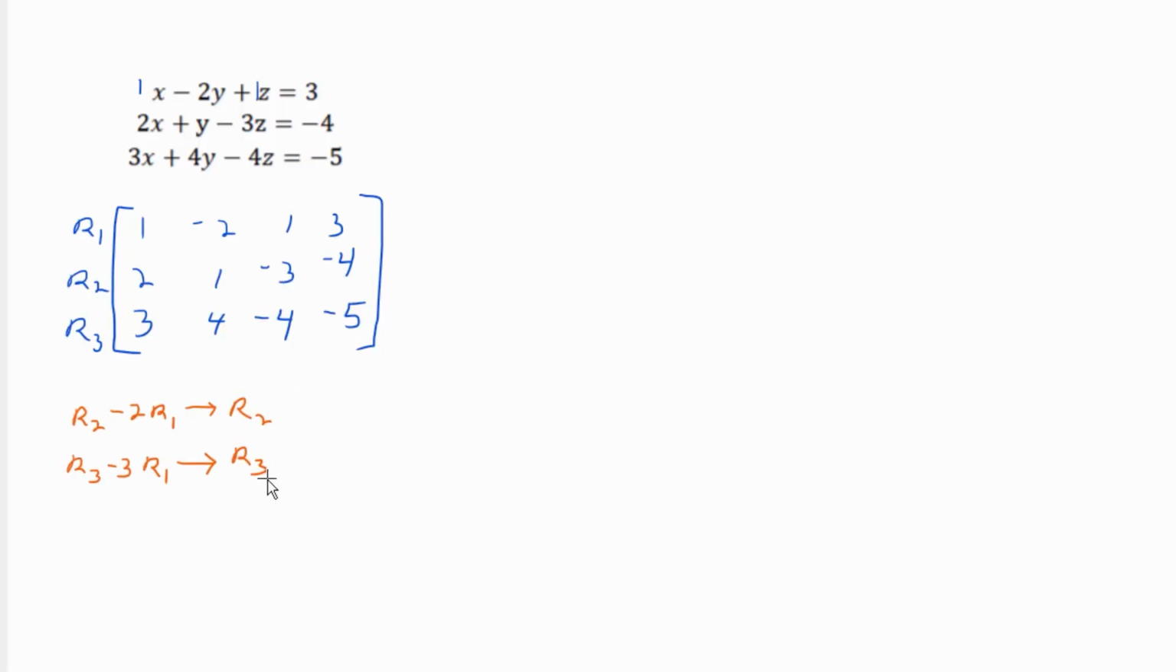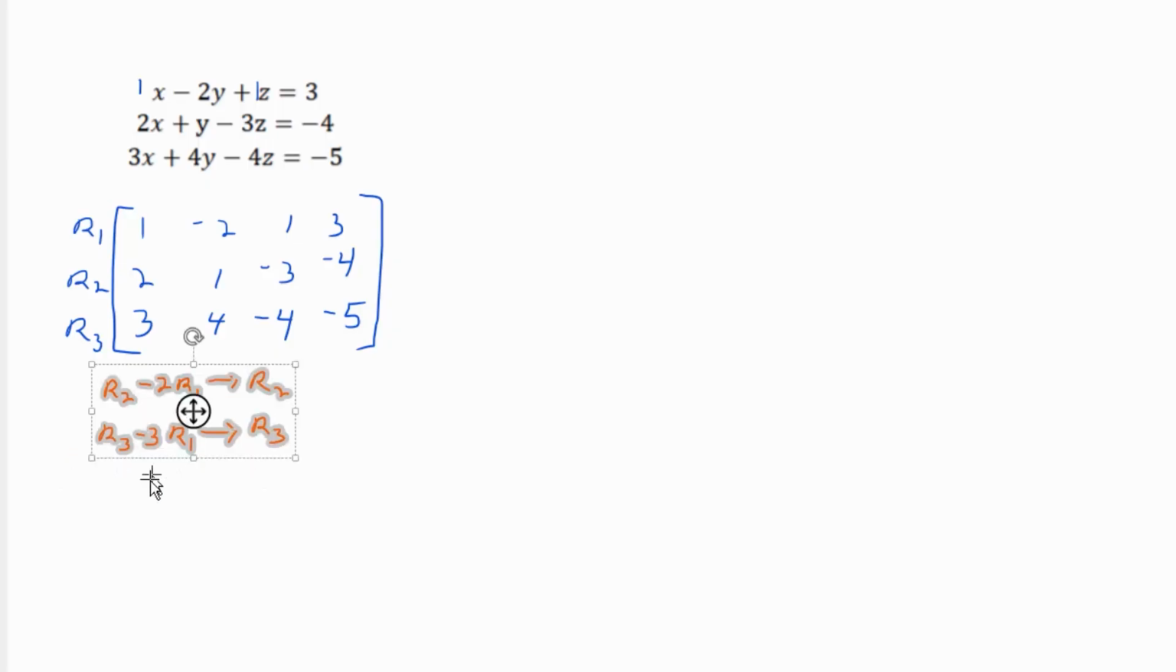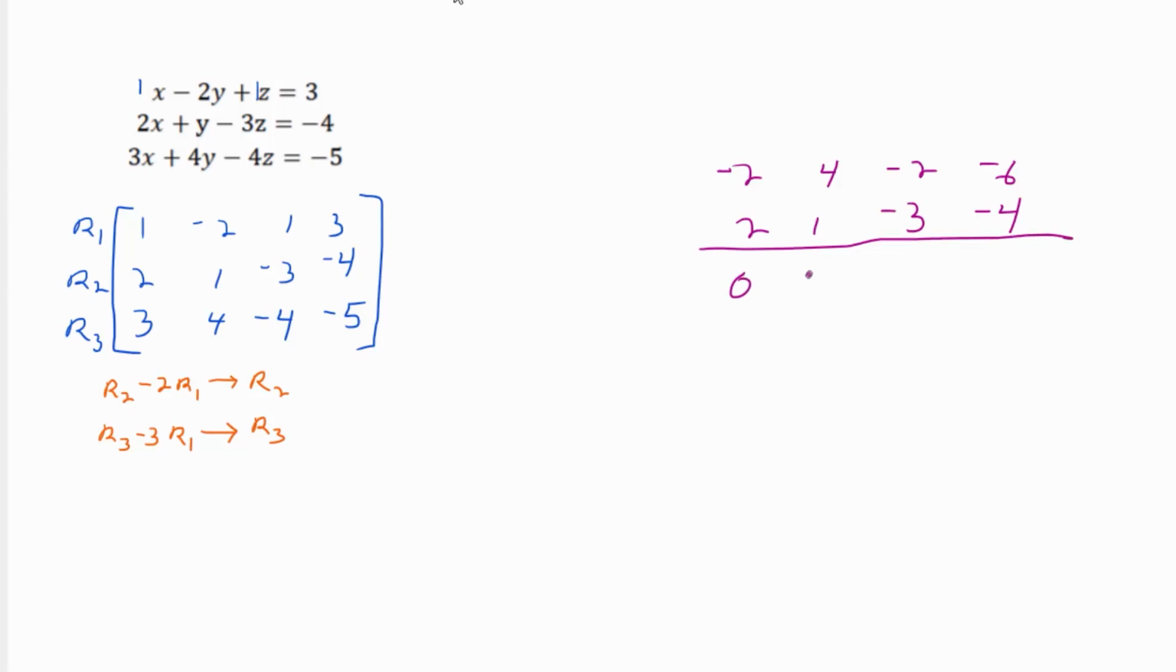To save space, I'll make that a little smaller, and I'll do some scratch work. Negative 2 times row 1 would be negative 2, 4, negative 2, negative 6. And then row 2 is 2, 1, negative 3, negative 4. Add them up: 0, 5, negative 5, negative 10. That's our new row 2.